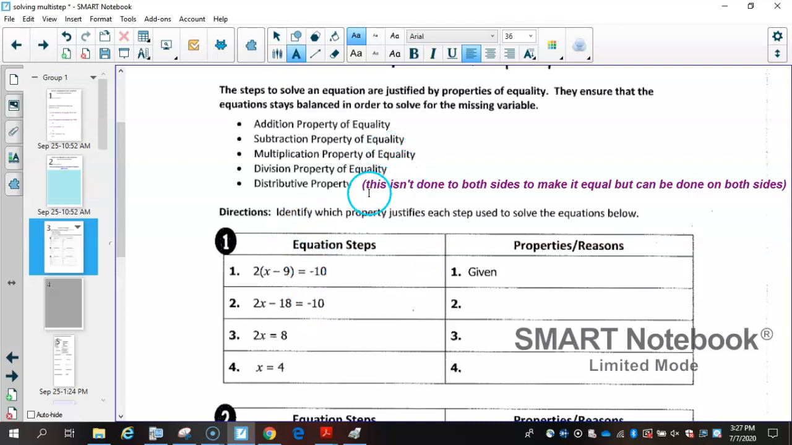Now, distributive property, as I've stated here, that's not necessarily done to both sides. Like in this first example, I have a number outside of parentheses, and I could distribute this one side. I don't need to do that to both sides. So that's why it doesn't say property of equality, because I'm not necessarily doing it to both sides. But this does still keep the equation balanced. This says they ensure that the equations stay balanced in order to solve, so that does help in this process.